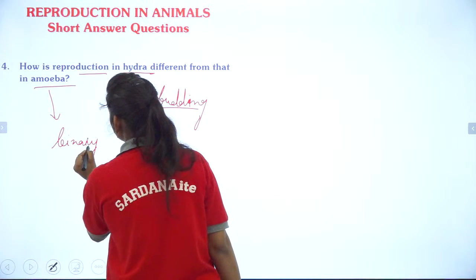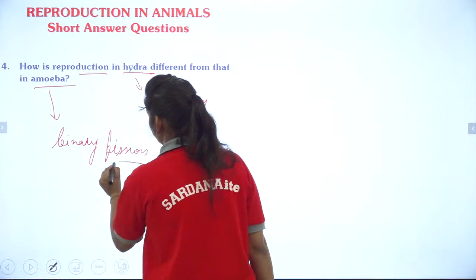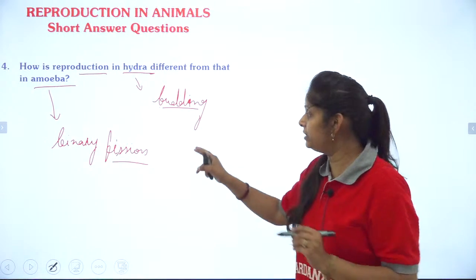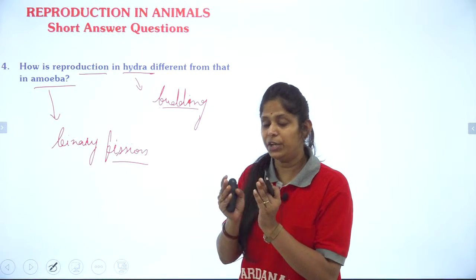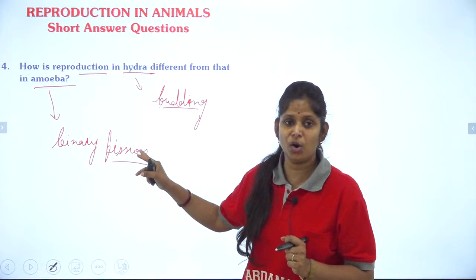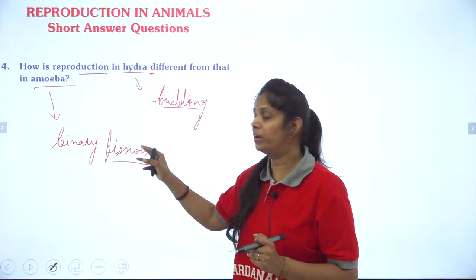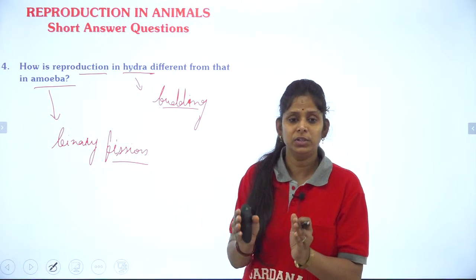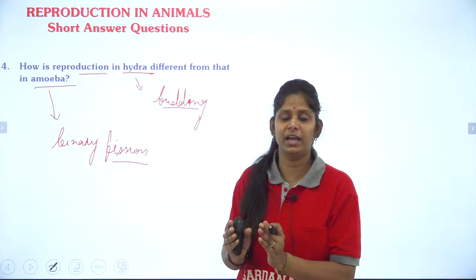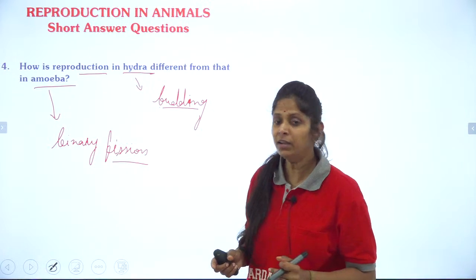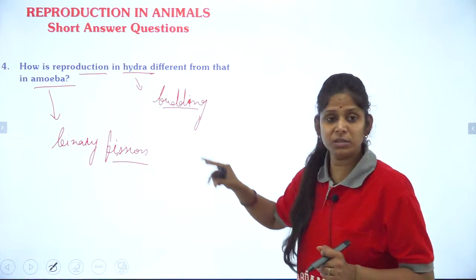It reproduces by binary fission, and I have already told you about this in a previous question. And in this method, what happens? In this mode of asexual reproduction, at first the nucleus of this single cell of amoeba starts division, and then after that its body divides into two equal parts, and each part grows as an individual. Clear? So you can see in which manner these are different in reproduction method.